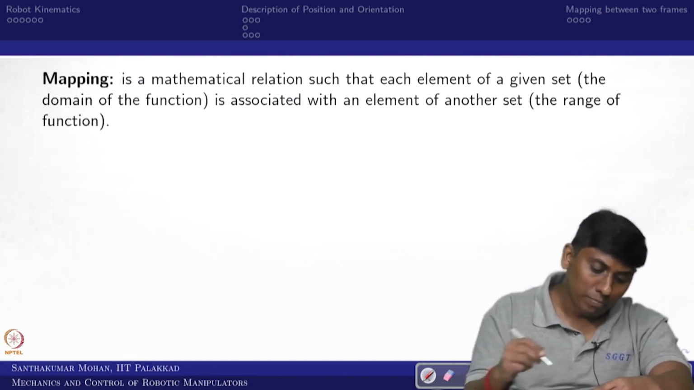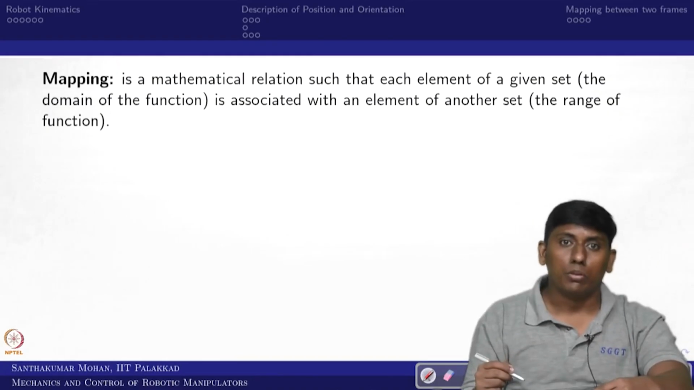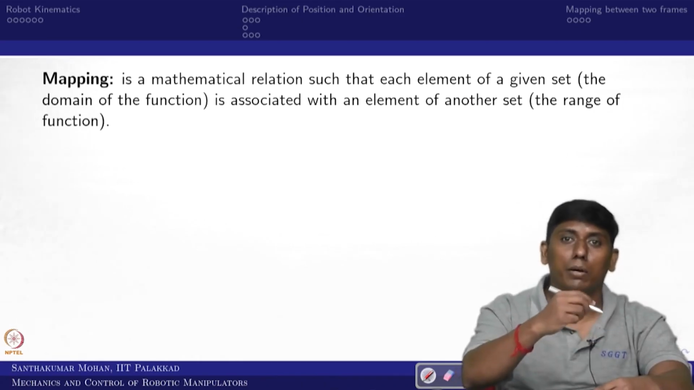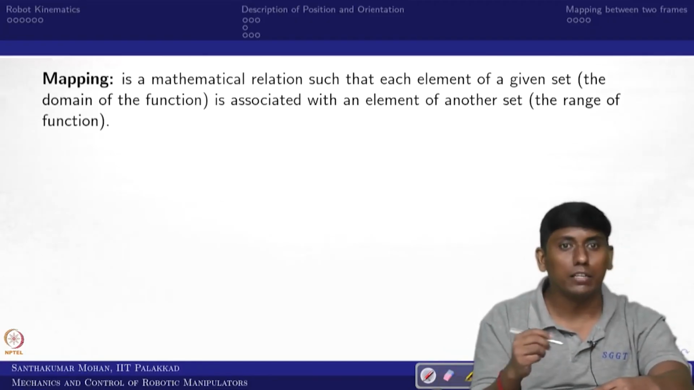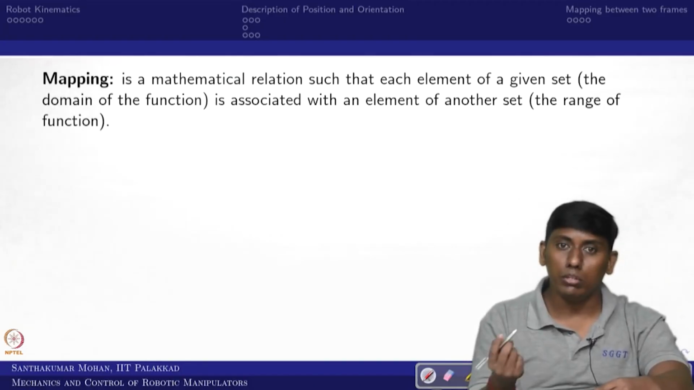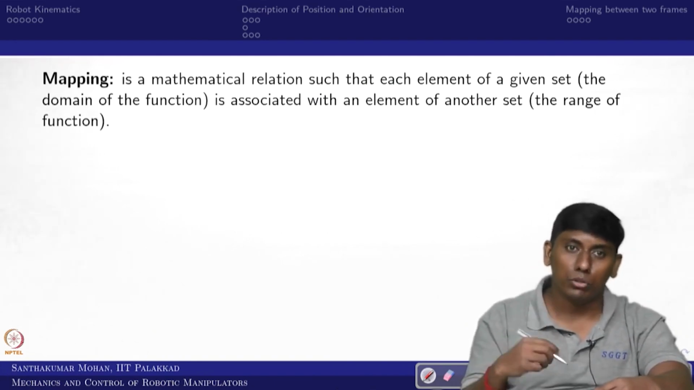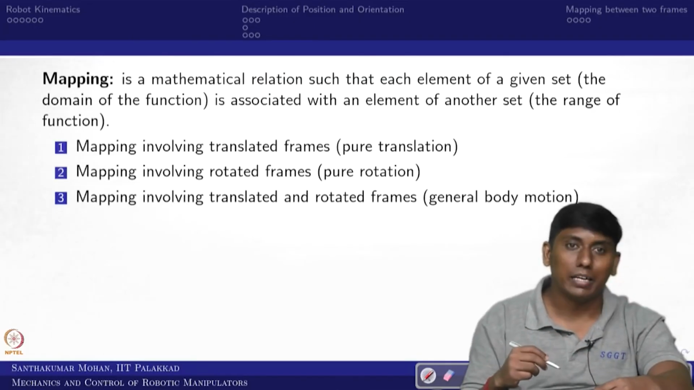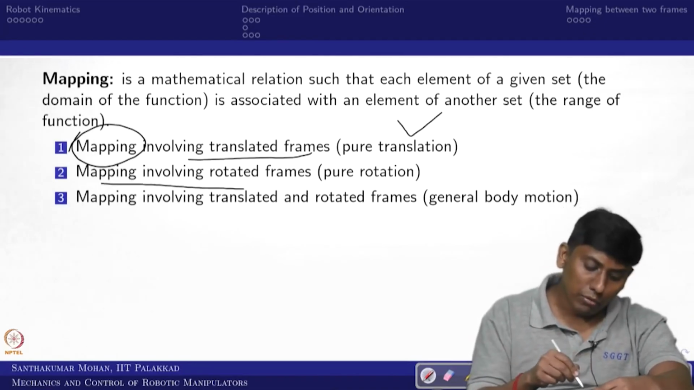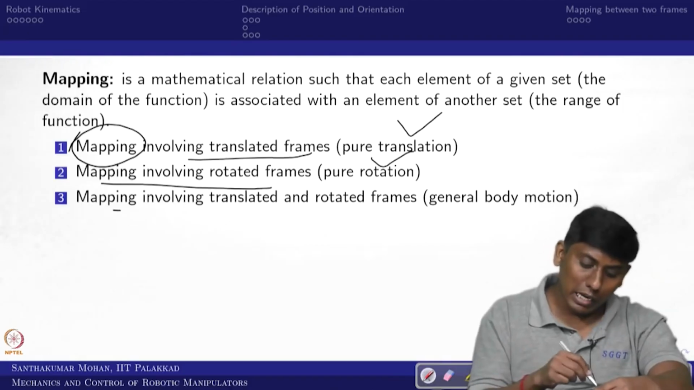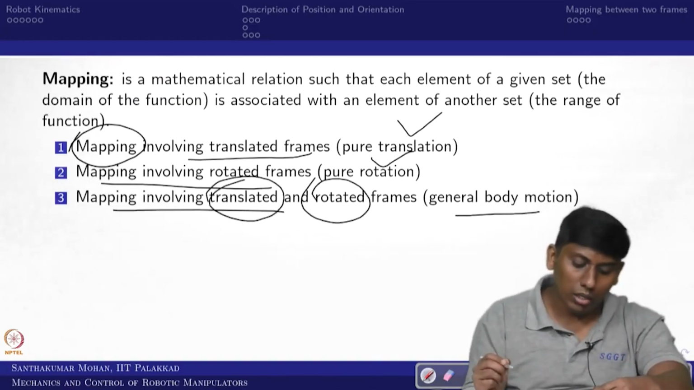So let us move further. We know mapping means not only this. Mapping, which we started at the very first slide, means we are trying to relate a mathematical relation from one body to another body, or one set to another set. If that is the case, what are the forms that can come in the motion idea? It can be two translated frames, two orientated frames, or two general frames, in the sense that it consists of both translation and rotation. We can map two translated frames, which we call pure translation. Mapping involving rotated frames we call pure rotation. And finally, what we are interested in here is the general body motion, which can have both translation and rotation.